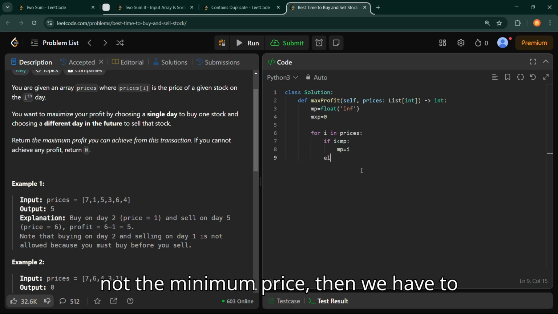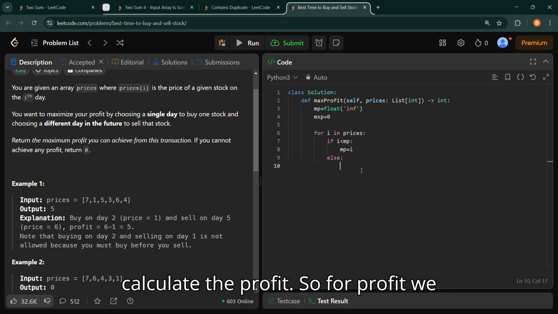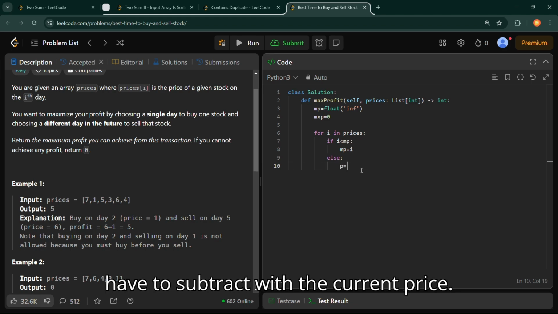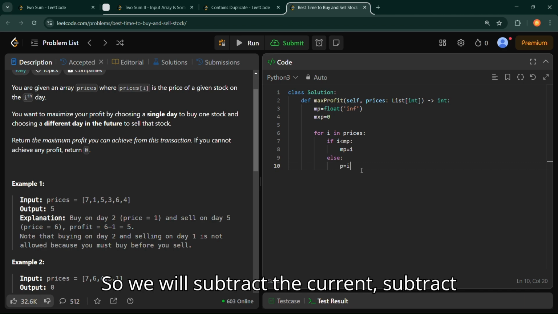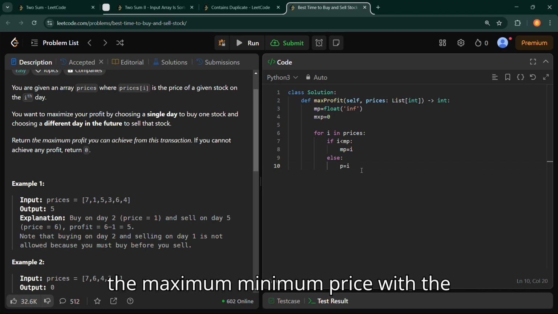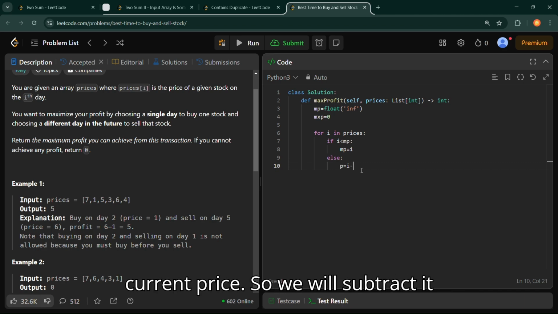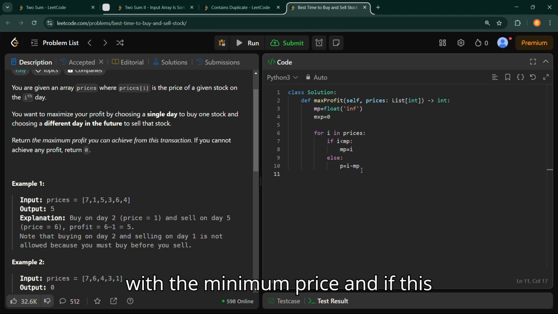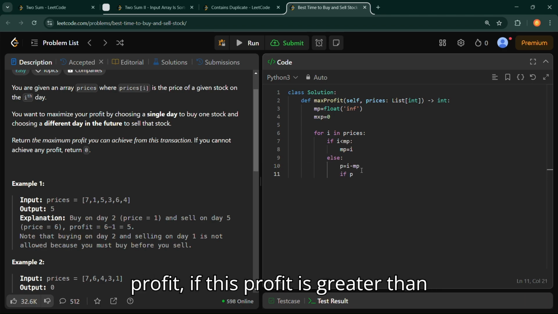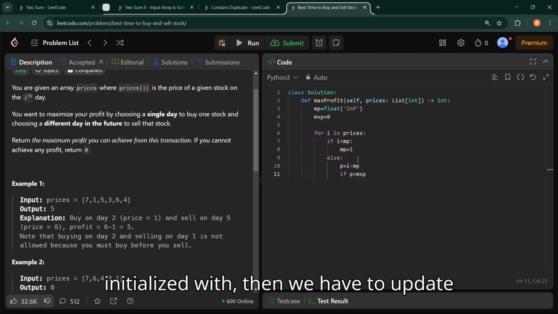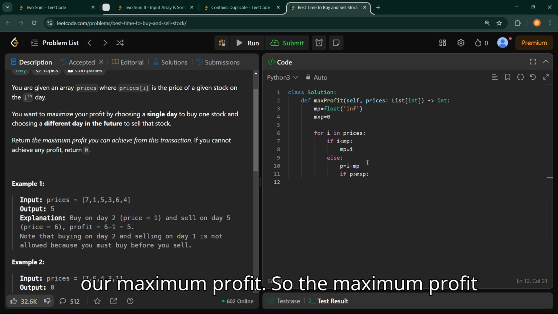Now if this is not the minimum price, then we have to calculate the profit. So for profit, we have to subtract the minimum price from the current price, and if this profit is greater than the maximum profit that we have initialized with, then we have to update our maximum profit.